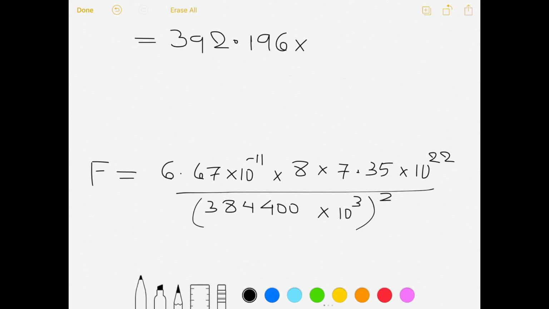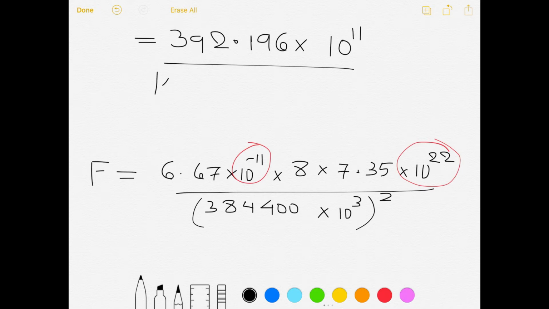392.196 multiplied by 10 raised to minus 11, and 10 raised to 22 will give me 10 raised to 11. So 10 raised to 11 divided by, on squaring 384,400, I get 14776336 and 6 0 0 0 0 multiplied by 10 raised to 3 squared, which will be 10 raised to 6.